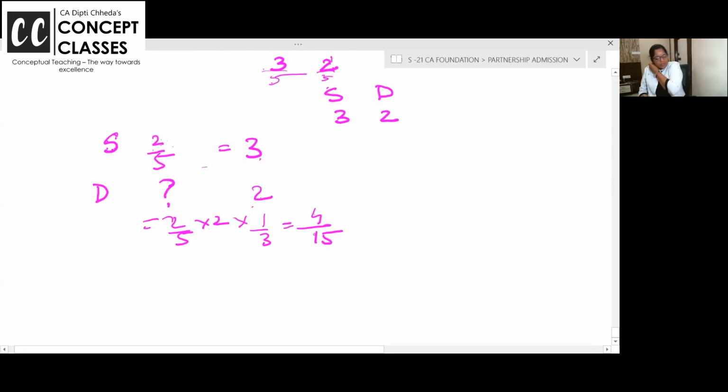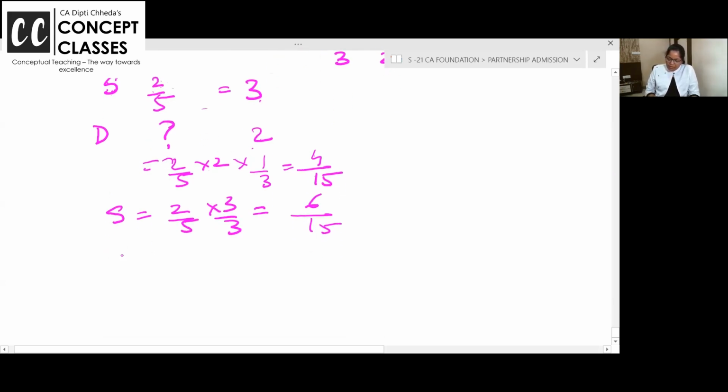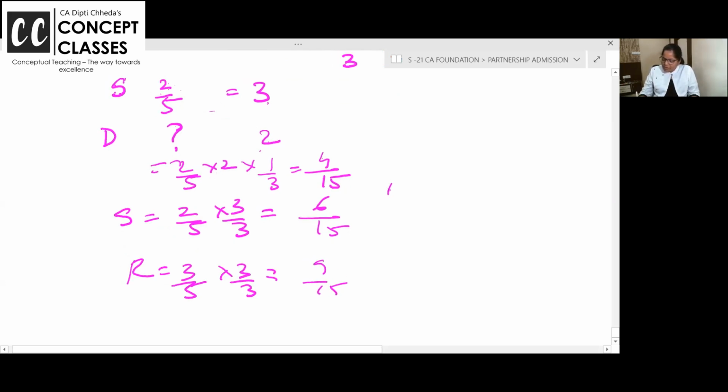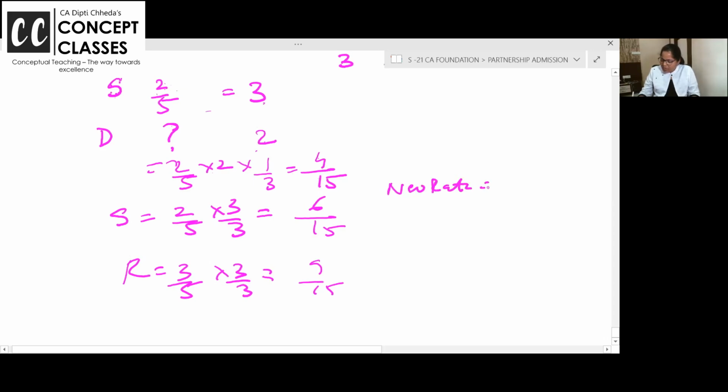4/15. So once you get this D, can you now get S? S is 2/5, so 2/5 and 4/15. So multiply both by 3. 2/5 into 3/3, so how much? 6/15. And R is how much? 3/5. Multiply that also by 3, so 9/15. So new ratio is 9:6:4. I'll give you time to write.